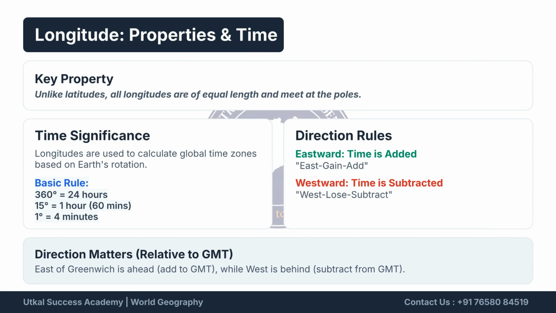Longitudes are vital for calculating time zones. Traveling eastward, time is added. Westward, time is subtracted. East of Greenwich is ahead of GMT, and west is behind.